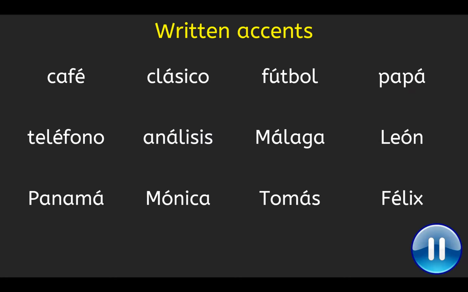Here are some Spanish words which have written accents. They include proper nouns. All the sounds are either those which are very similar to English or the vowel sounds which we practiced in the last video. Pause the video and practice the words. Remember that you need to stress the syllable that the accent is on.